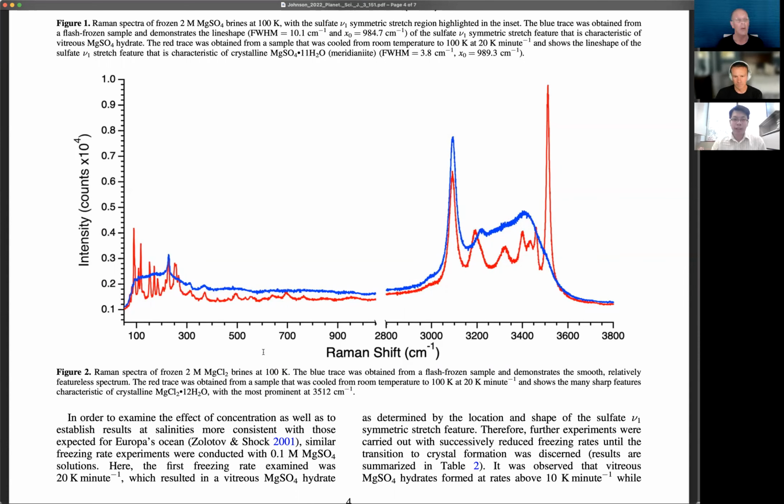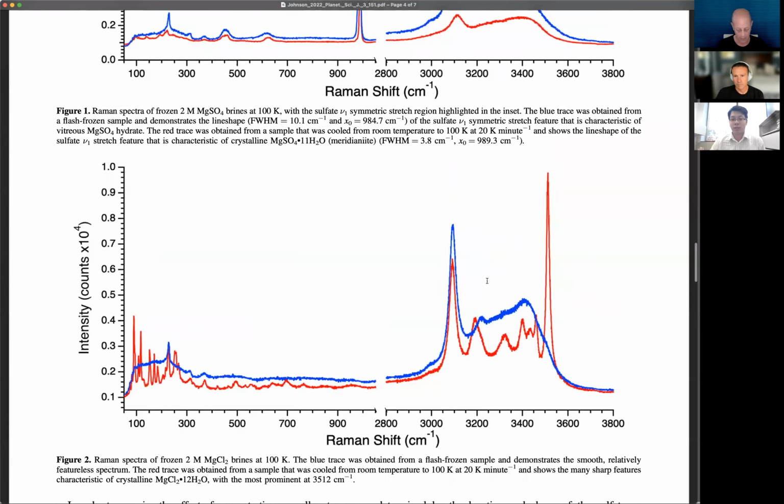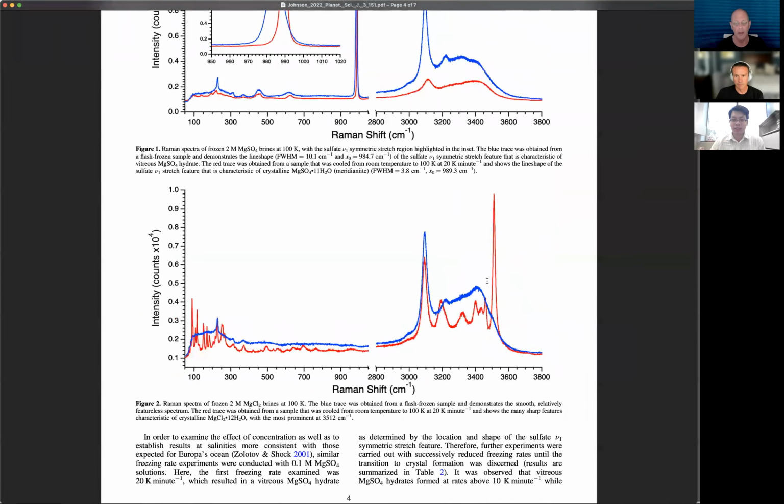So similar to the first one, we look at a 2 molar brine of magnesium chloride, and the blue and the red are again similarly color-coded. The blue is a flash frozen solution. The red one is the slow freezing at 20 K per minute. In this case, you probably don't need to explain much, but you can clearly see a stark difference between the spectra, one being the glass, the other one the crystal.